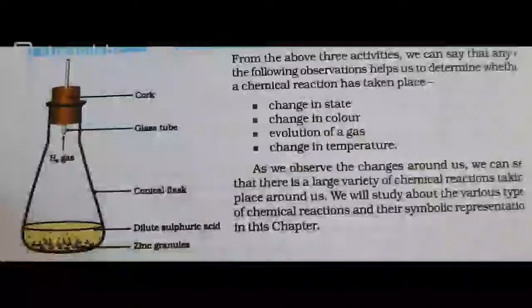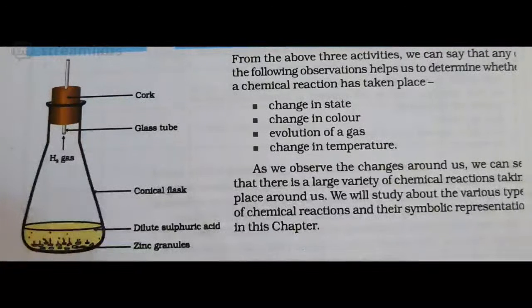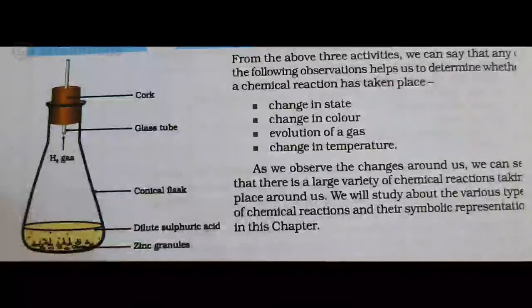There will be change in state, there will be change in color, there will be evolution of gas, and there will be change in temperature. If these changes occur, then definitely we can call it a chemical reaction. A chemical reaction always changes its state, temperature, color, and there will be evolution of gas. If we find such changes, then you can call it a chemical reaction.